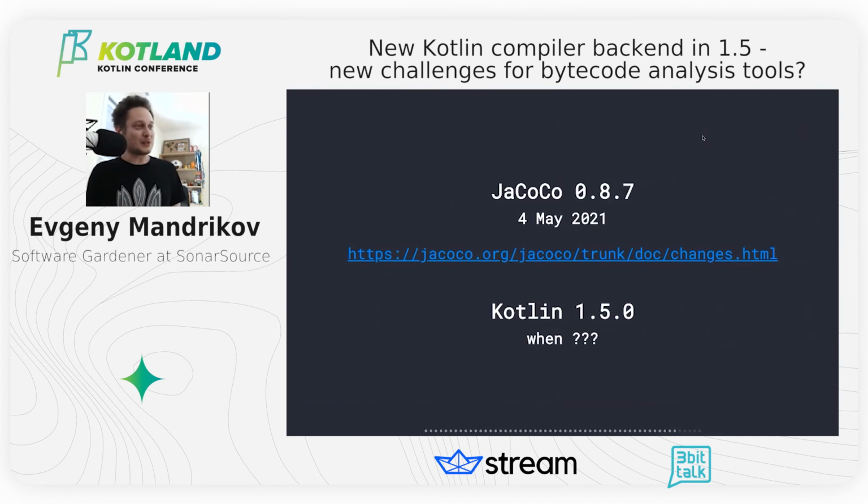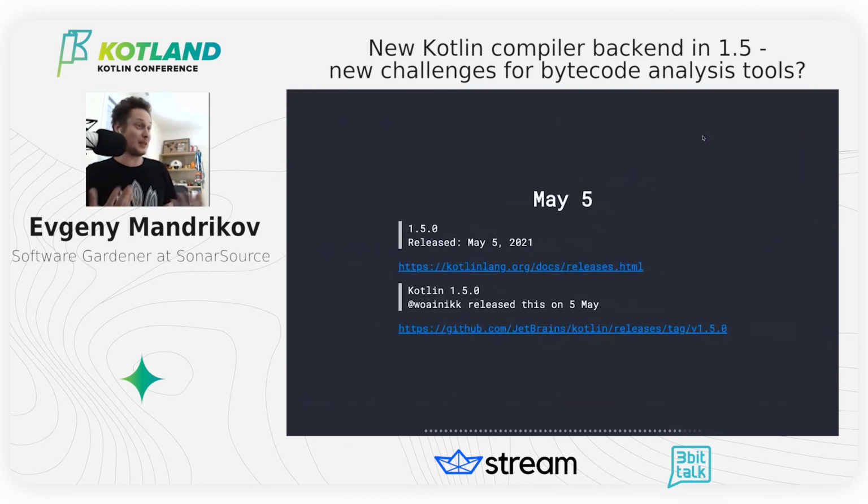Guess when Kotlin 1.5 gets released? Okay, we don't need to guess. We can simply go and read the release notes. We could go to kotlinlang.org, there are docs about releases, and here we would see that Kotlin 1.5 was released on May 5. If you go into the GitHub repository, we're going to see the same. Kotlin 1.5 was released on May 5.